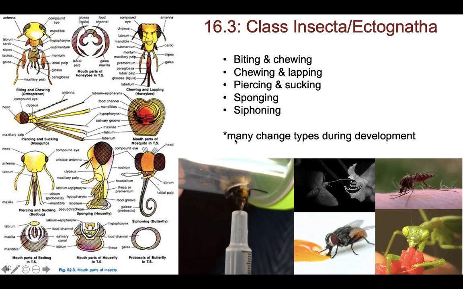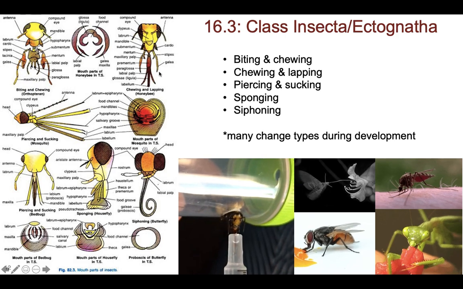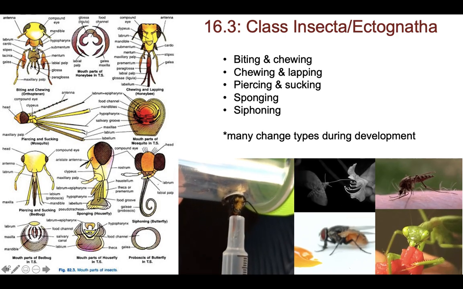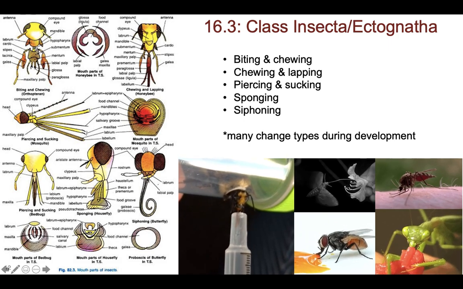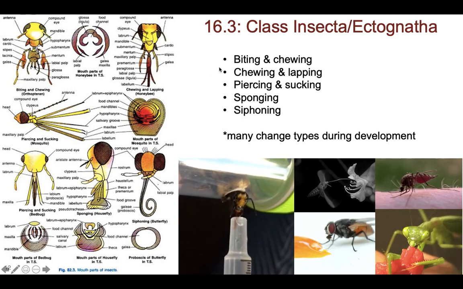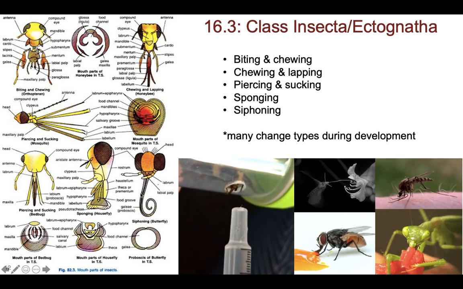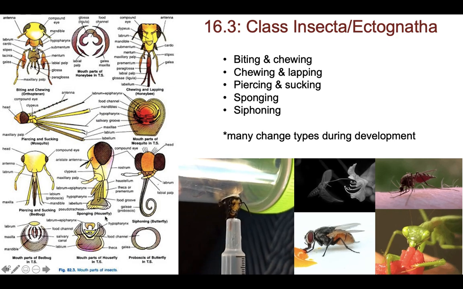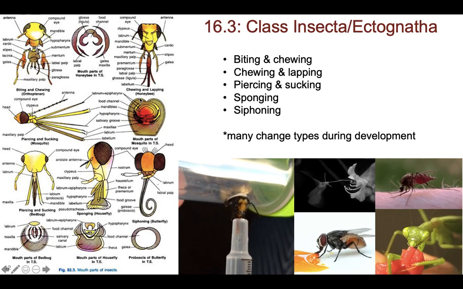But some of them might actually change the type of mouth parts that they have during development. So a lot of butterflies and moths as caterpillars will have biting and chewing mouth parts, and then as adults they'll have siphoning. So this is more an overview of adult mouth parts that I've talked about here.